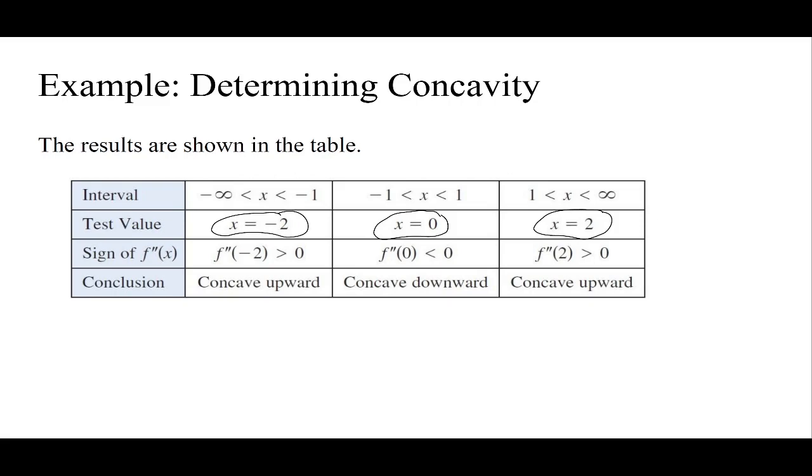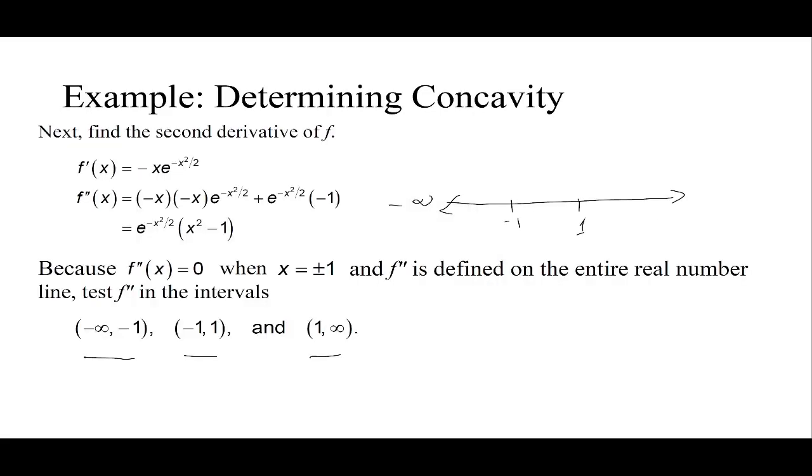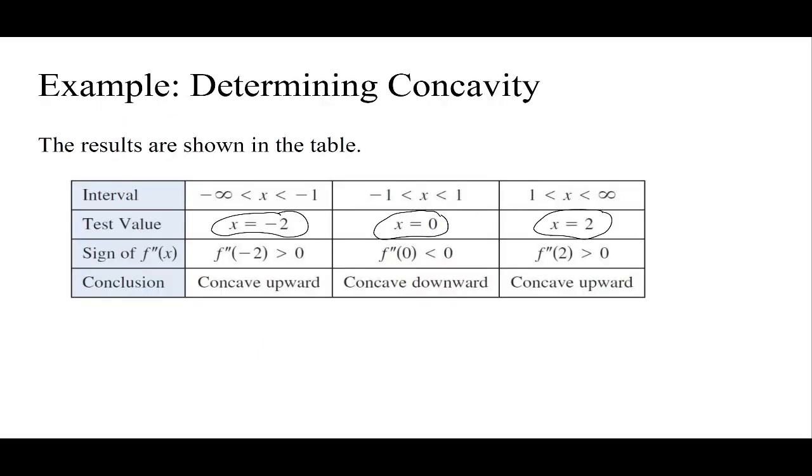When you put x equal to negative 2 in the second derivative, whatever we got here, the second derivative would be positive. When x is 0, if you plug that value back here, so remember the second derivative is e to the power negative x squared over 2 times x squared minus 1. If you put x equal to 0 here, that would be negative. If you put x equal to 2 here, that would be positive. So by looking at this table, we can say that the second derivative is positive here, negative here, and positive here.